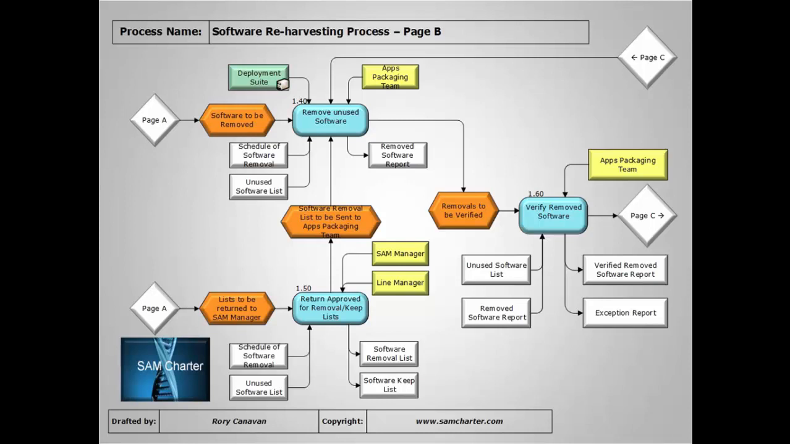Once the software has been removed, it is then important that the removals have been verified and that the SAM and apps packaging team identify that all of the registry keys and information the installers have been successfully removed from the machine. So any future looks at the usage should show that there is no existence of that application installed on the device anymore. The returned approval lists or keep lists should go back to the SAM team.